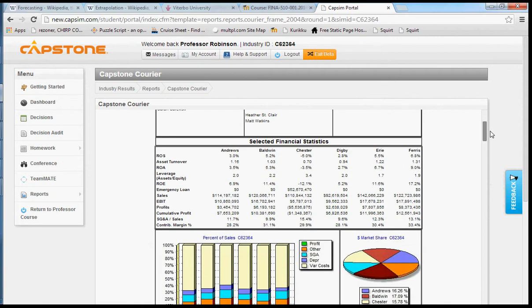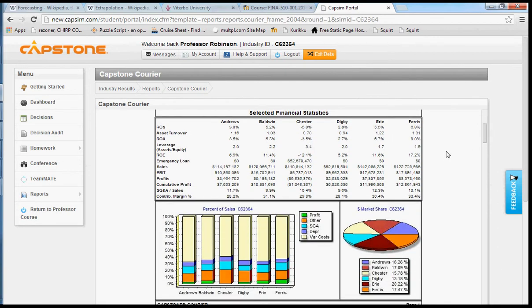So the first thing you notice right away in the courier is there are selected financial statistics. In public companies of sufficient size, the companies issue quarterly results. You get quarterly financial results that are publicly available. So your competitors will have financial information released that you have access to, and that's the same in the simulation. These are the financial results from 6 different businesses in the sensor segment in this simulation.